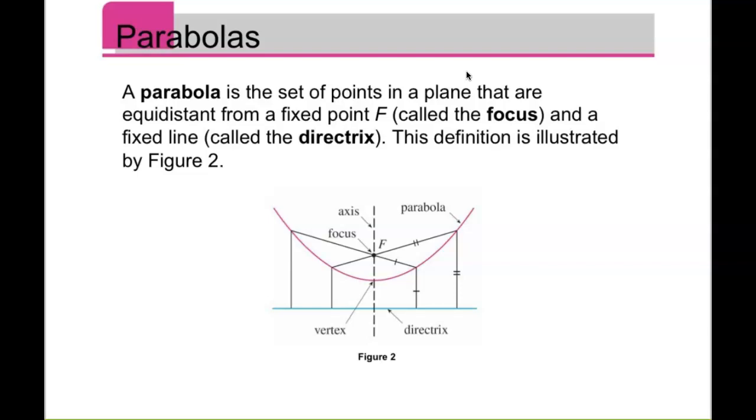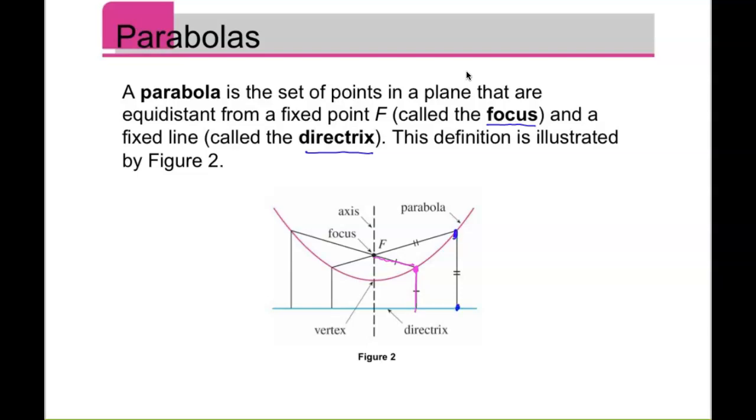All right, so here's our definition of a parabola. A parabola is the set of points in a plane that are equidistant from a fixed point, F, which we call the focus, and a fixed line called the directrix. I can illustrate that in this figure. It's the set of all points that are equidistant. They don't have to be the same distance from the point and the line, but any point on the parabola has the same distance to the focus as it does to the directrix.